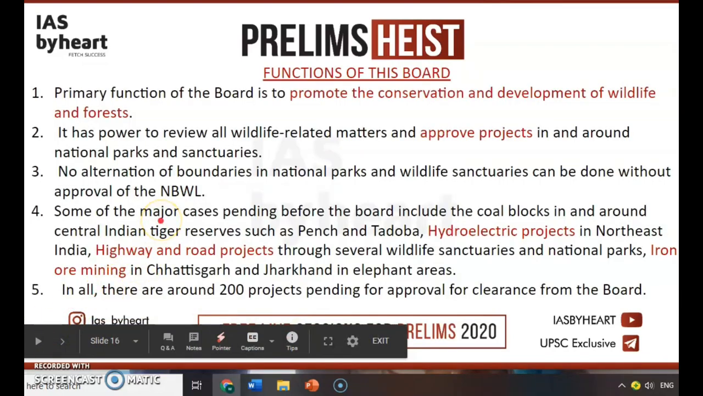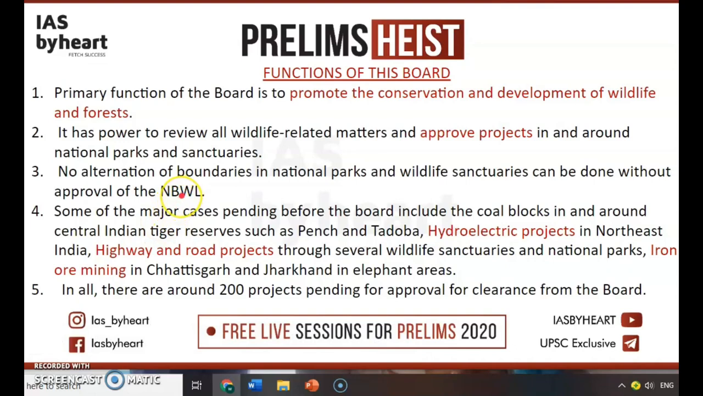The current situation of NBWL is that it is a mammoth body, but its working was such that it resulted in slow and shady processing of environmental clearances. The government proposed and partially implemented a smaller NBWL, in sync with the government's declared goal of speedy processing of environmental clearances.